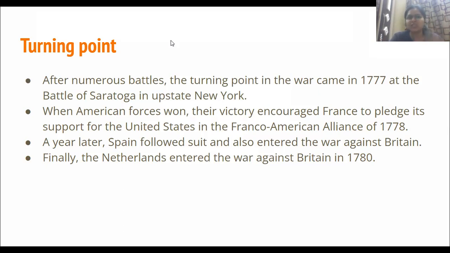Now see, the French didn't have any personal interest in whether the Americans won or not, but only one reason: enmity or animosity with Britain. They had enmity with Britain, and as a result, to take revenge, they decided that we are going to support the Americans in this war. And they saw that it was a sign that the Americans were winning. After France supported, a year later, the same thing was followed by Spain. So Spain also decided, let us enter the war against Britain.